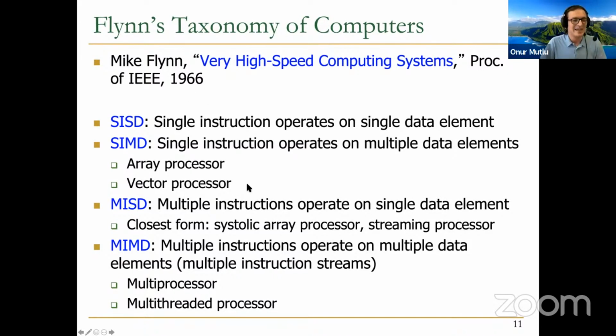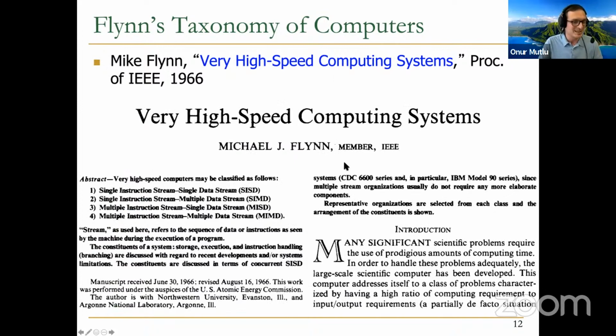So, okay, this is the paper. If you're interested, I would recommend reading it. It's actually a nice read. It's a little bit old language, but you can see that the abstract directly defines what it's going to talk about.